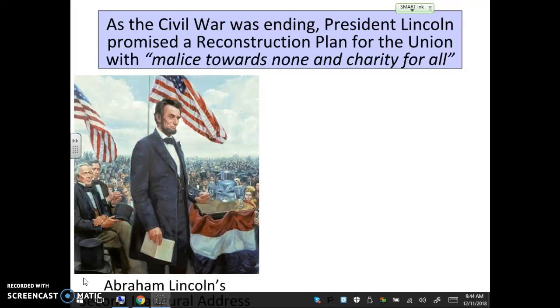So his policy was going to be of a very charitable type. He has a famous quote, malice towards none and charity for all. So he is not going to be looking for vengeance. He's not going to be looking for punishments. He wants to just simply bring back the southern states and move forward.